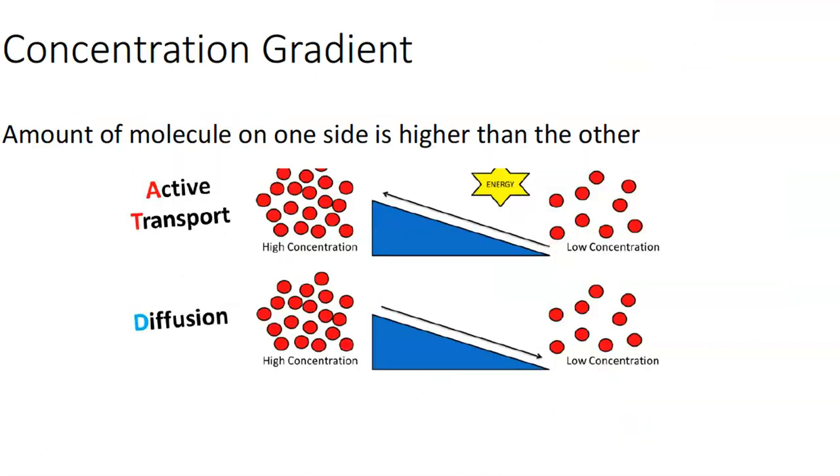So another image that hopefully puts it together a little more clearly, as you see here with diffusion, we're going from high to low. We're going down the slide. We're going down the hill. It does not require any energy. With active transport, we're going from low to high. So we're going up the hill. We're going against the gradient. We're going from low to high, and that's going to require the use of some energy.